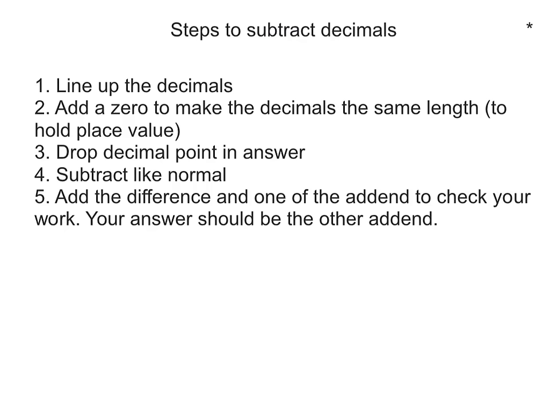The fourth step is to subtract like normal, and the last step, add the difference and one of the addends to check your work. Your answer should be the other addend. This is what is called the inverse operation, using your answer and one of your addends to check your work.